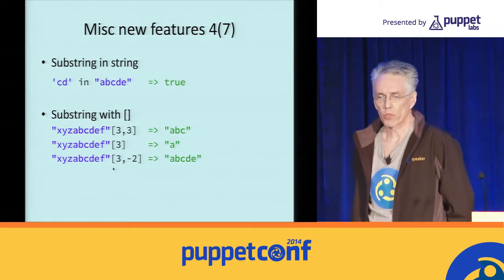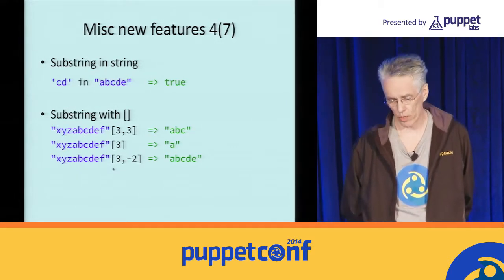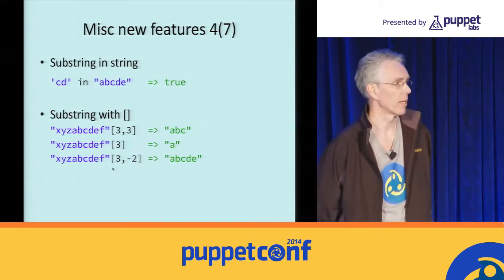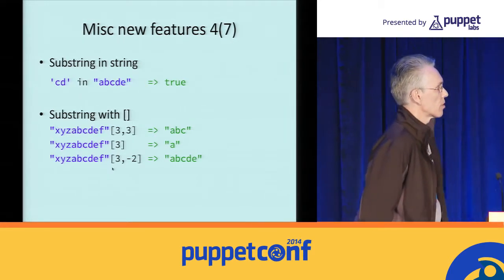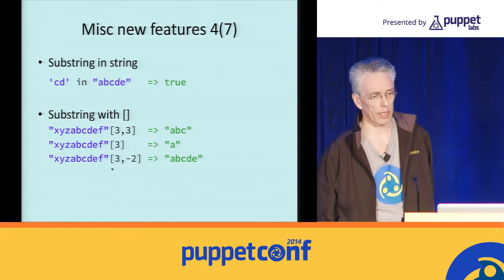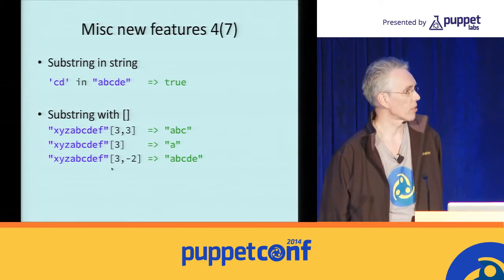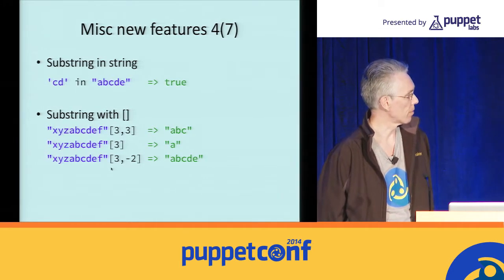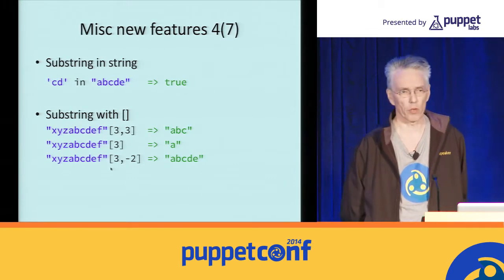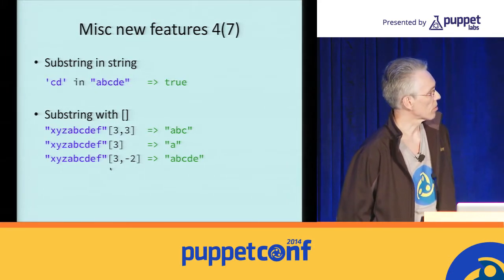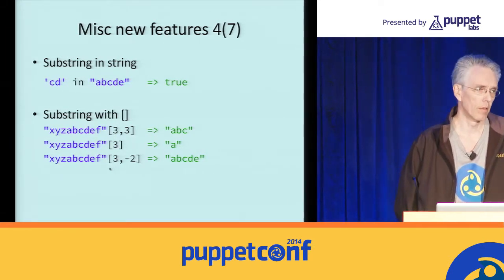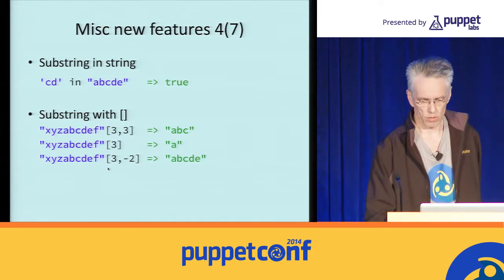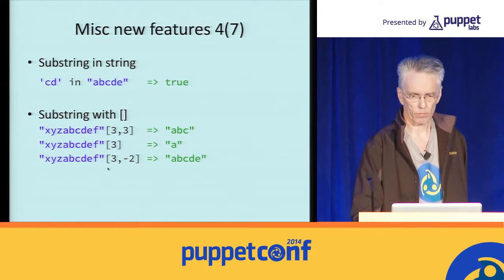You can take the substring of a string. You can search for a substring in a string. So if you wonder if the substring is there, it will now answer that correctly. You can also take substrings of strings by giving index positions, and you can do that with a minus to count from the end. So you can easily pick things out.